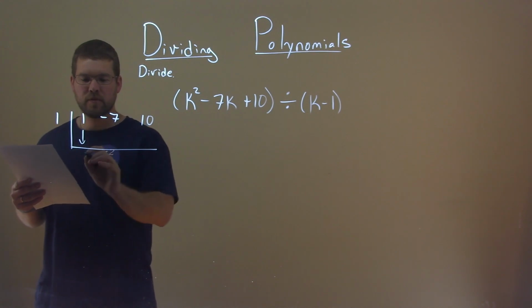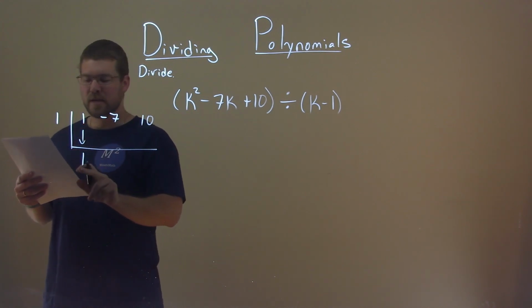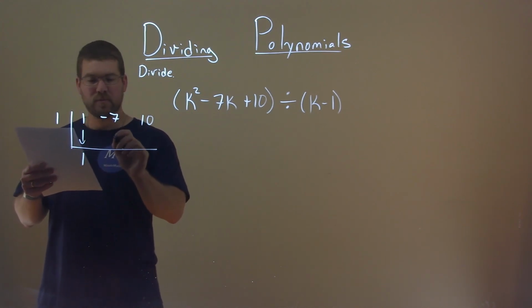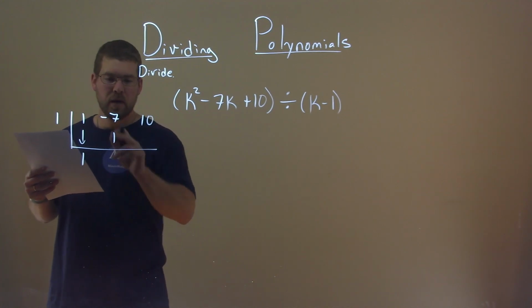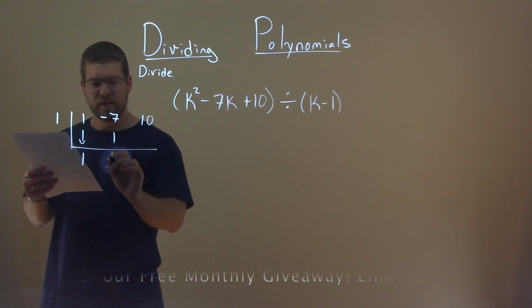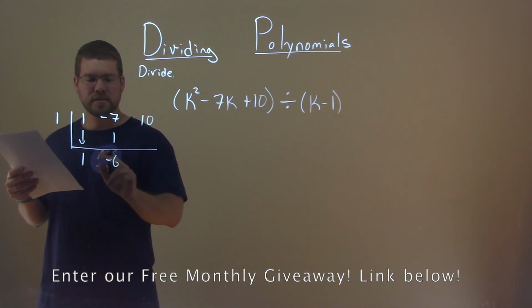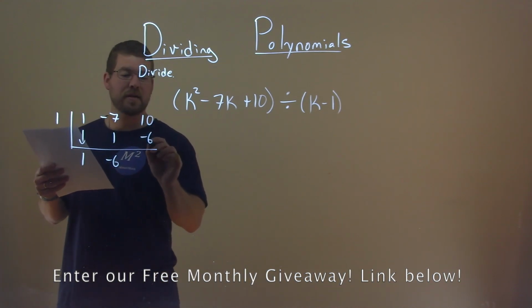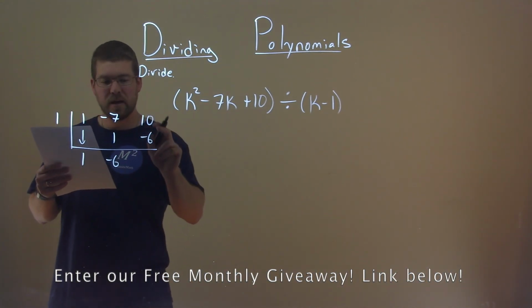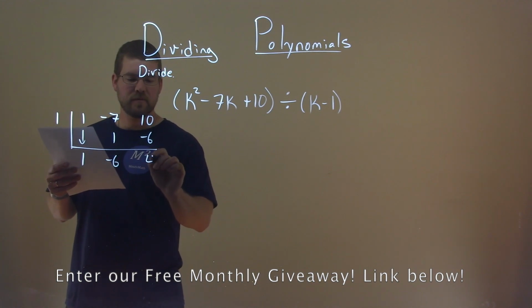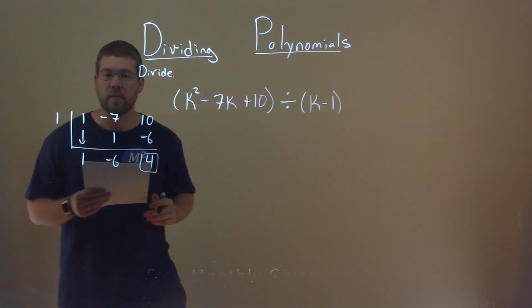Bring down this 1 first. Then 1 times 1 is, well, 1. Negative 7 plus 1 is a negative 6. And now 1 times a negative 6 is a negative 6 here. 10 plus a negative 6 is a positive 4, and there is our remainder.